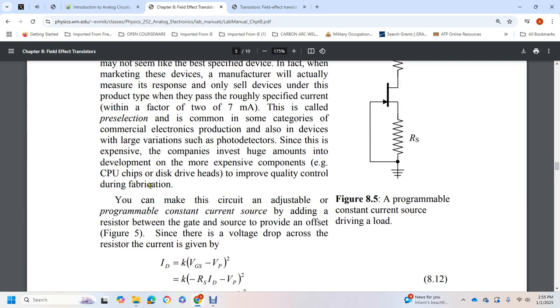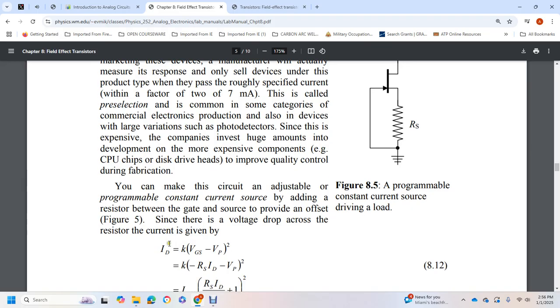Alright, you can make the circuit absolute with a programmable constant current source by adding the resistor between the gate and the source to provide an offset, as in figure 5. Since there's a voltage drop across the resistor, the current is I_D = K times (V_GS minus V_P) squared.